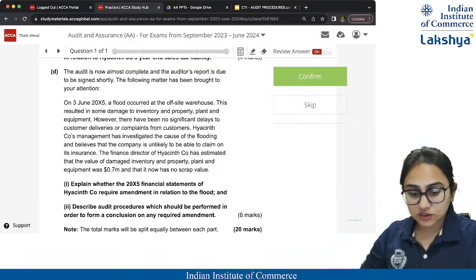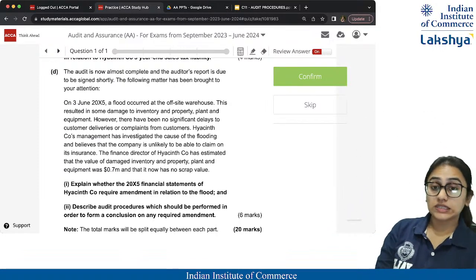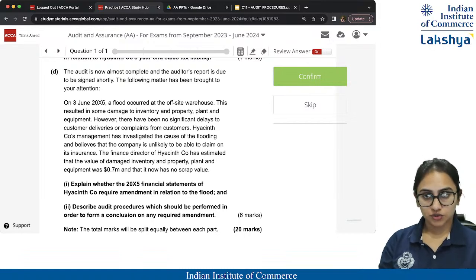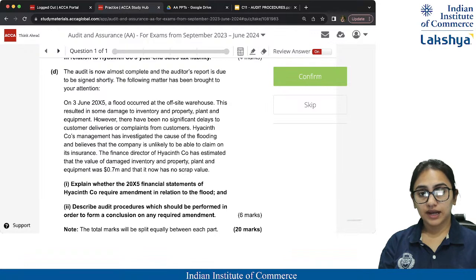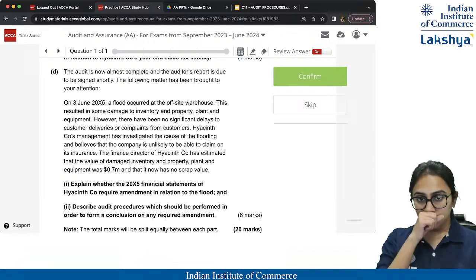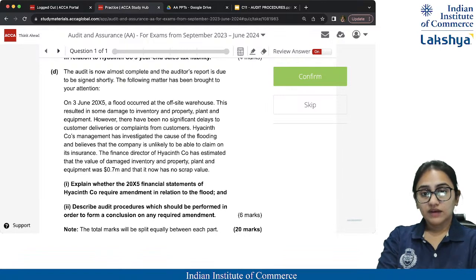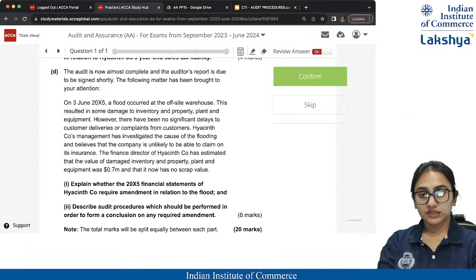So first of all, it is an adjusting event, is something that we have, it's a subsequent event, that's something we have understood. Okay, now the audit is now almost complete and the auditor's report is due to be signed shortly. The following matter has been brought to your attention. On 3 June 2005, a flood occurred at the off-site warehouse. This resulted in some damage to the inventory and property, plant and equipment. However, there have been no significant delays to customer deliveries or complaints from customers.